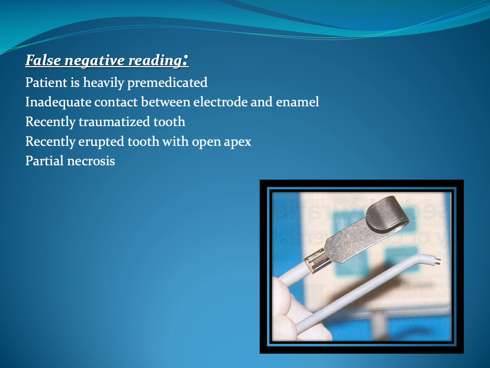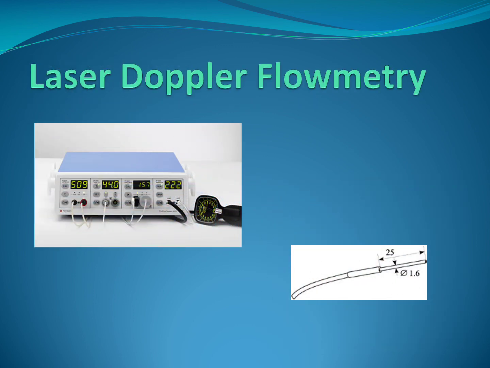Never ever perform an electrical pulp test on a recently traumatized tooth. Sometimes patients come to you and say, I have just fallen on my teeth now, so you cannot perform this test. If you say, okay, come and sit on the chair, I will make an electrical pulp test to see if the tooth is still vital or not, it will give you a false reading. Also, a recently erupted tooth, open apex and partially necrosed teeth. The electrical pulp test, like in the picture, has 2 electrodes. The hook, we put on the lip and the rod on the tooth to make an electrical current.